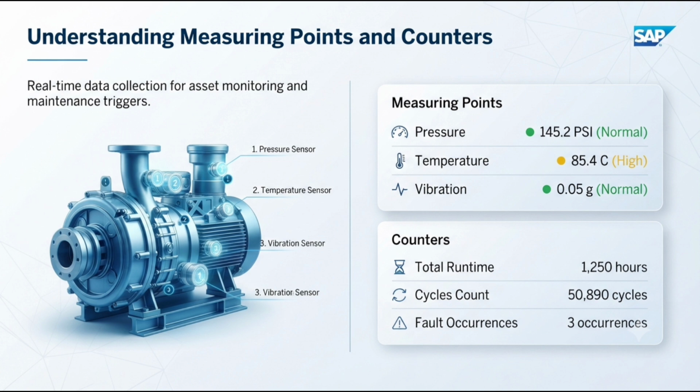The system can then trigger maintenance plans when a counter reaches a certain threshold or when a measurement falls outside defined limits. This capability turns SAP PM into a powerful tool for predictive maintenance. Measuring points can also be used simply for documentation and analysis without triggering any plans. When combined with task lists and maintenance plans, measuring points create a complete condition-based maintenance scenario.